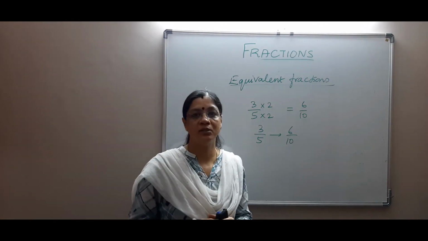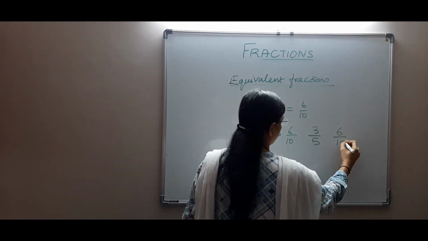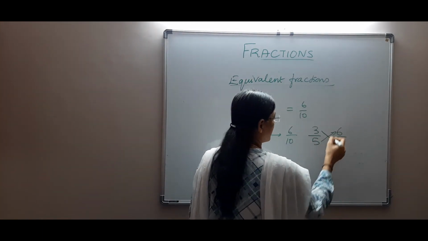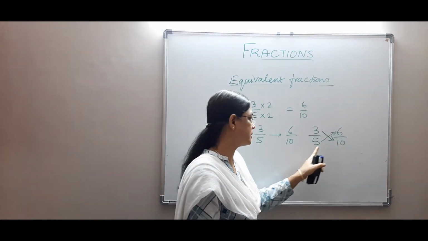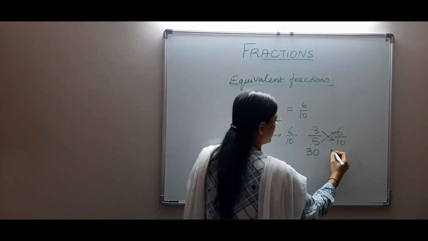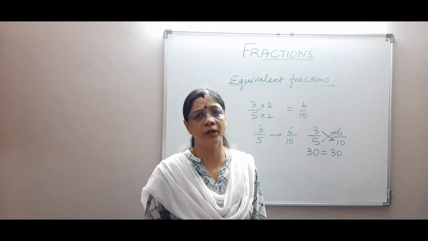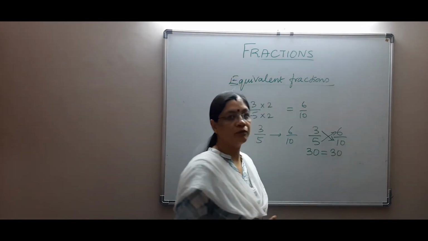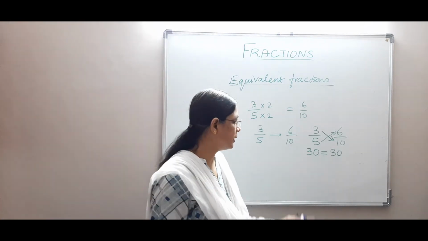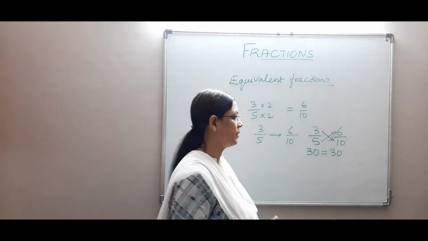But how do we determine that two fractions are equivalent when they are given separately? See, if 3 by 5 and 6 by 10 are given and we are asked whether they are equivalent or not, we just cross multiply. Multiply the numerator of the first fraction with the denominator of the second fraction, and the denominator of the first fraction with the numerator of the second. So 3 into 10 is 30, and 5 into 6 is also 30. So you have 30 and 30. That is the product of extremes. The numerator of the first fraction into the denominator of the second, and the numerator of the second into the denominator of the first, should give you the same result. If they are the same, then we say they are equivalent fractions. This way, you can find out equivalent fractions.